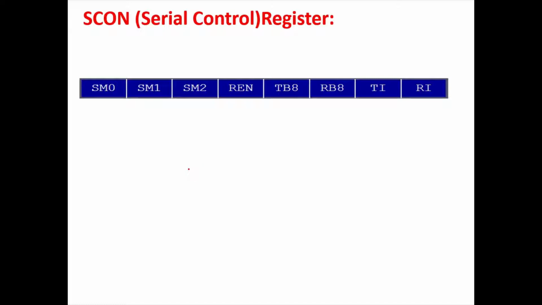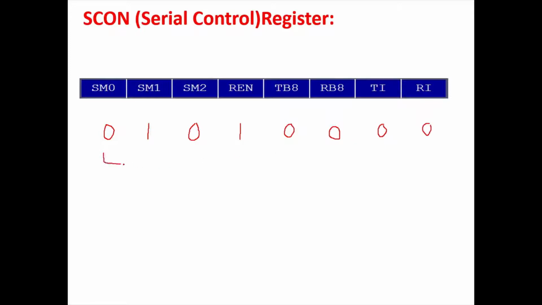So how to achieve mode 1? You have to make the SM0 bit 0 and the SM1 bit 1, so that serial communication mode 1 is configured. The SM2 bit is used for multiprocessor communication. I am not interested in multiprocessor communication, so I will make it 0. Reception is to be enabled, so the REN bit is made 1, and TB8 and RB8 are related to mode 2 and mode 3, where 9-bit communication is performed. So I will make them 0, and initially the TI and RI flags are also made 0.